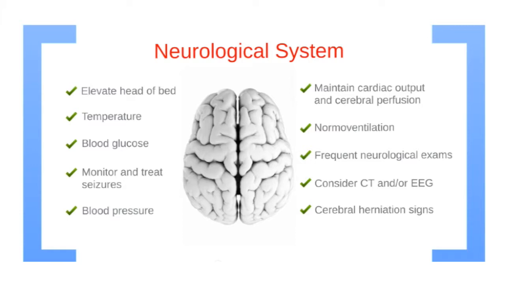Monitor routine labs, including blood glucose, and treat abnormalities. Monitor blood pressure and maintain cardiac output and cerebral perfusion. Check respiratory status, perform frequent neurological exams, observe closely for seizures, and consider CT or EEG. Watch for signs of cerebral herniation, which include dilated pupils, hypertension, bradycardia, or respiratory irregularities, including apnea.